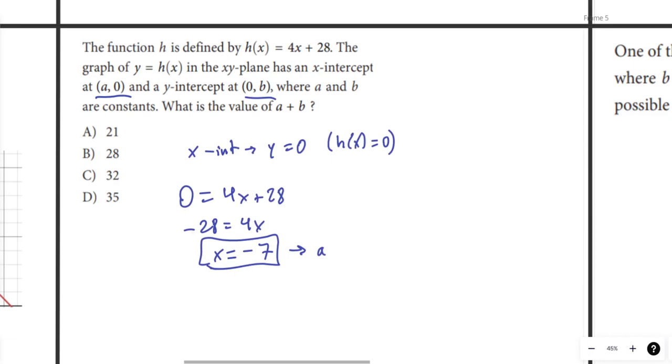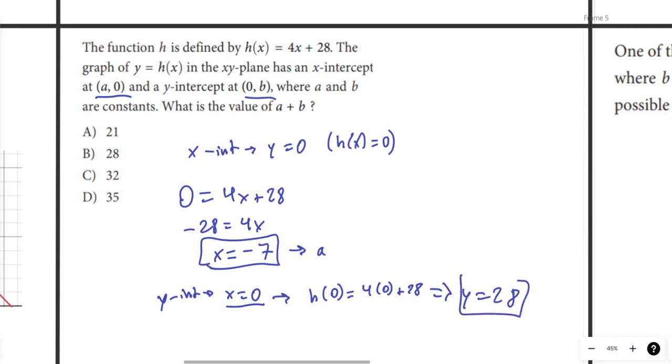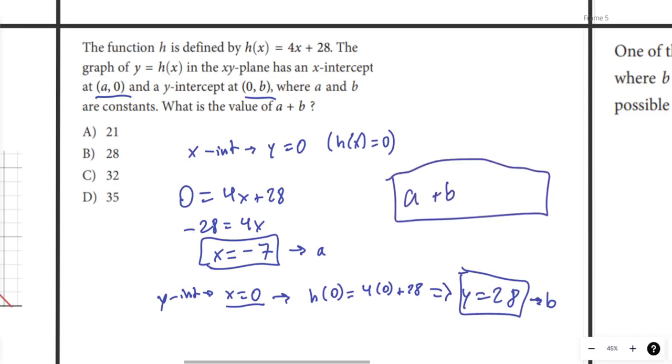Now, for the y-intercept, that's going to be when x is equal to 0. And we actually have that if we plug in h of 0 equals 4 times 0 plus 28. Since it's written in y equals mx plus b form, that intercept's already visible, and it's at y equals 28. Now remember, this is our b value. So in total, a plus b is going to be that -7 plus 28, which is positive 21.